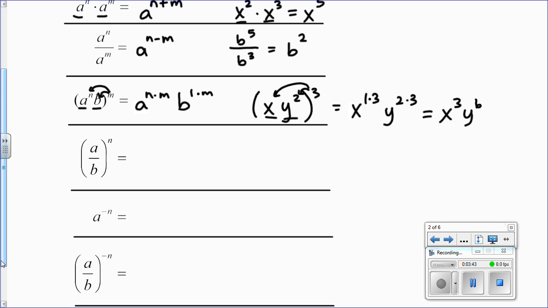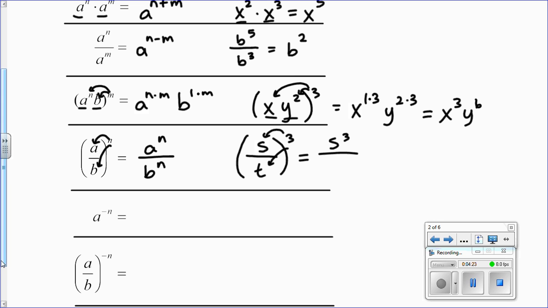Same kind of thing for this one. I'm going to distribute the n to each of the bases. So I have base A and base B. I will keep it as a fraction. So for example, if I have s over t and I want to cube that, I will get s cubed because 1 times 3 is 3, over t cubed.